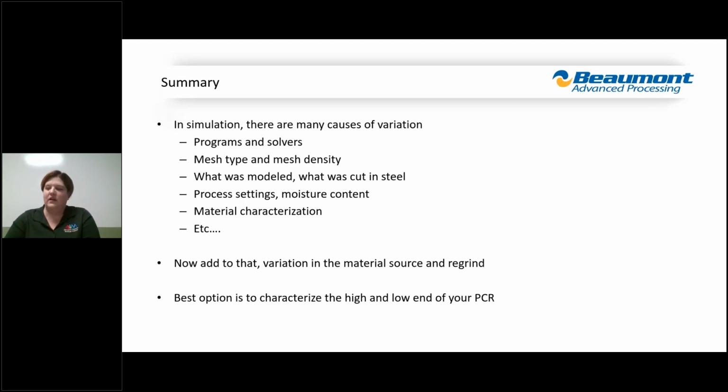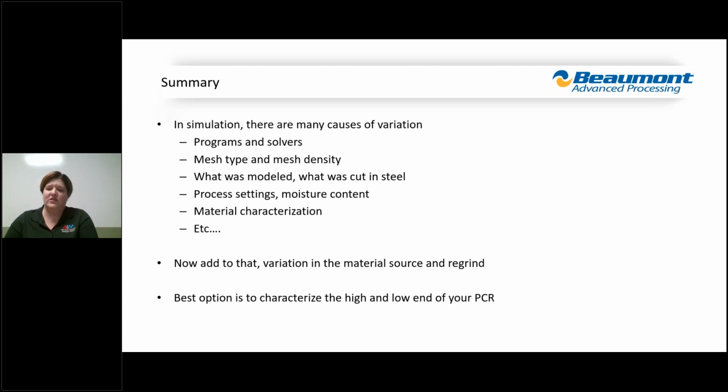Moisture content's another one that I thought we could bring up real quick. In Moldflow, the material's dry, right? I have no ability in the simulation to adjust the moisture content, whereas in real life, that is going to affect your viscosity, pressures, etc. Obviously, we've been talking about material characterization, and there are many other reasons just in the simulation. Now, add to that any variation in your material sourcing, right? So all different kinds of polypropylene, different grades, how many times it's been reground, for all the reasons Jake talked about.